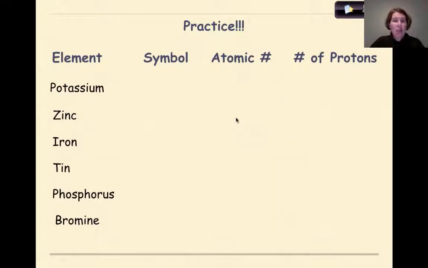Welcome back. Now you can check your work. So if we have potassium, the symbol for potassium is K. The atomic number is 19. Therefore, the number of protons will be 19. For zinc, the symbol is Zn. The atomic number is 30. Therefore, the number of protons must be 30. For iron, iron is Fe. The atomic number is 26. Therefore, the number of protons must be 26.